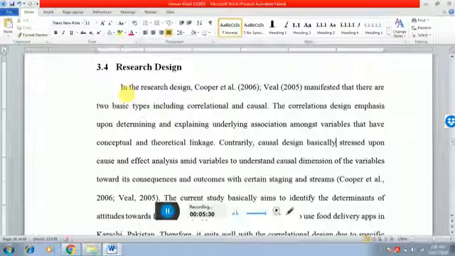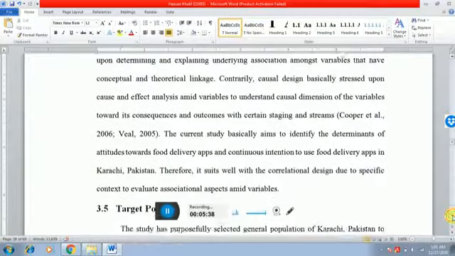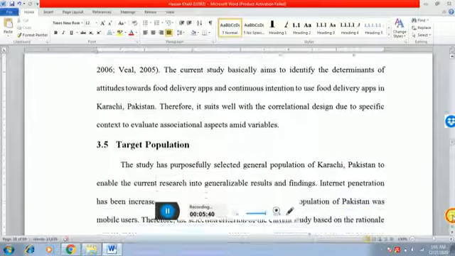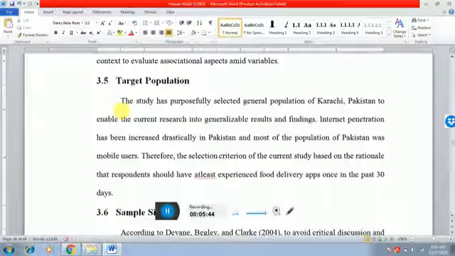So what you have to do is, again, first describe all four research designs and then explain why your research design is correlational or causal or whatsoever. Then target population. In this target population, you have to clearly explain why this is your target population. Let's suppose I give you an example. Let's say you are working on internet banking adoption, so who will be the target audience? The consumers who have bank accounts.